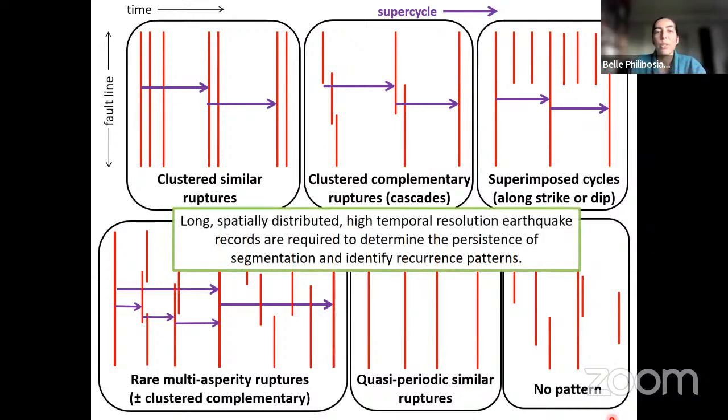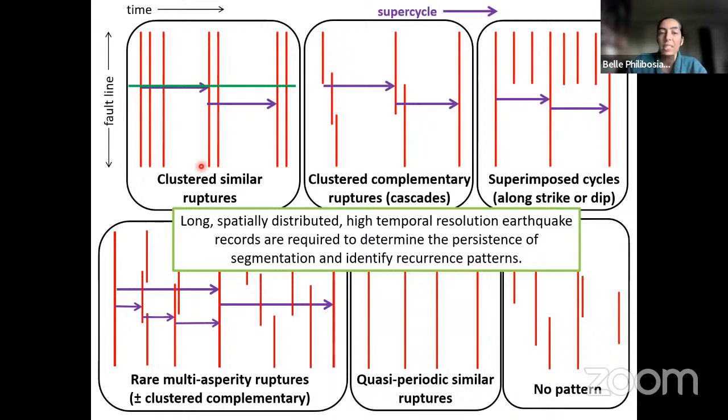So in order to figure out which of these patterns applies to different faults around the world, we need long, spatially distributed, high temporal resolution earthquake records. For instance, if you have a really short earthquake record indicated by this green line, it might not be obvious that you have clustered ruptures at all. You might think that actually these are just quasi-periodic ruptures if you don't know about the longer history of earthquakes.